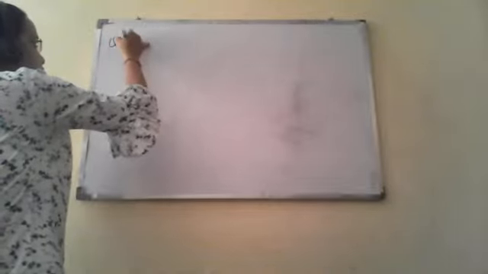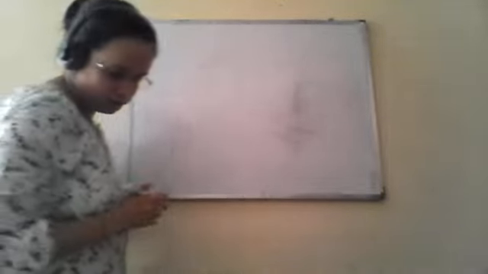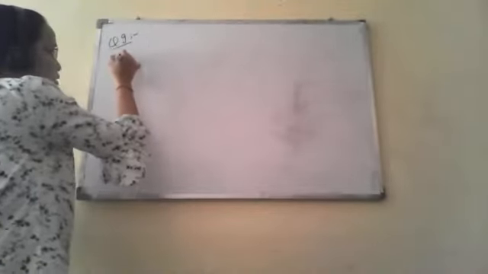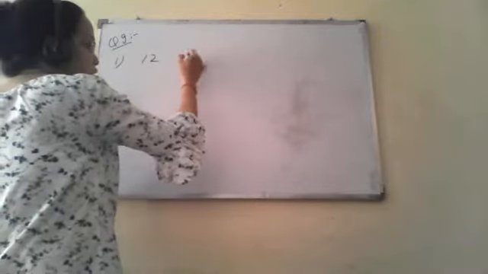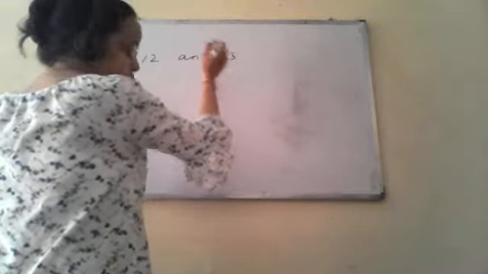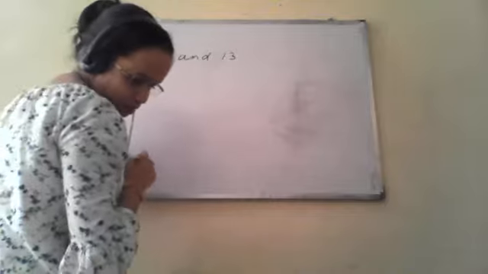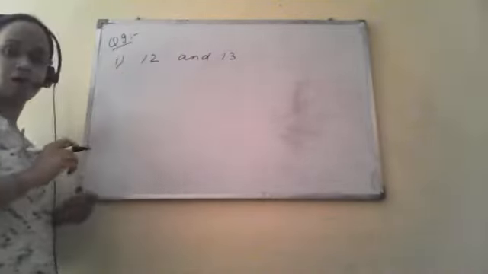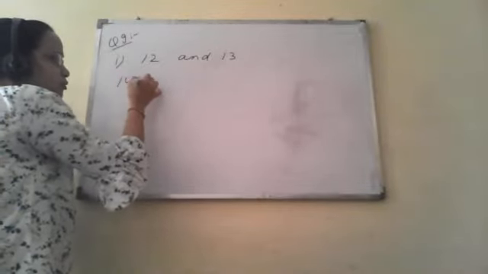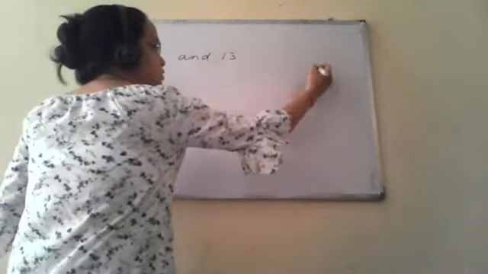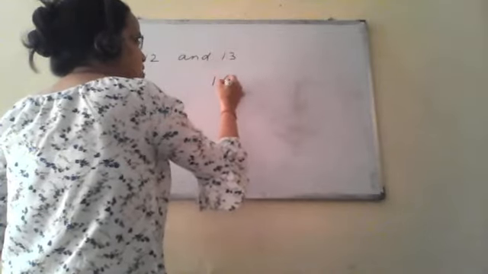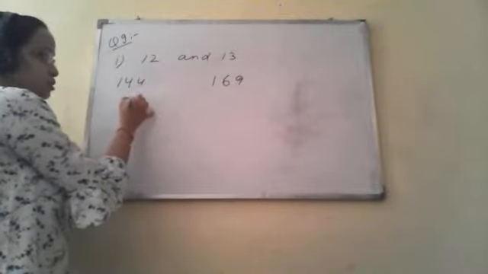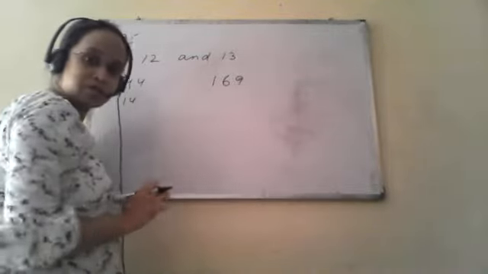Now the last question of this exercise is question number 9. How many numbers lie in between squares of the following numbers? First, 12 and 13. Clear? What we have to do is, square of 12 is 144 and square of 13 is 169. So you just have to calculate how many numbers are between 144 and 169.